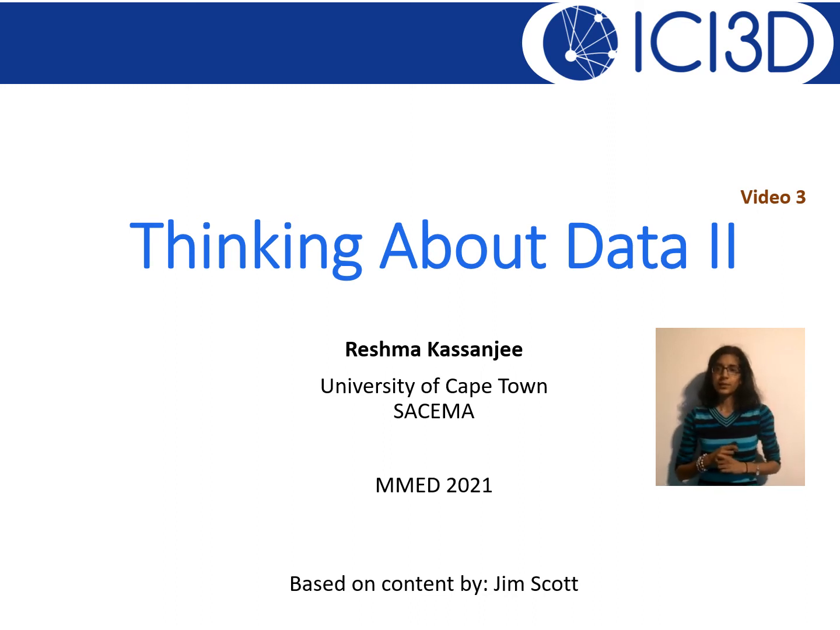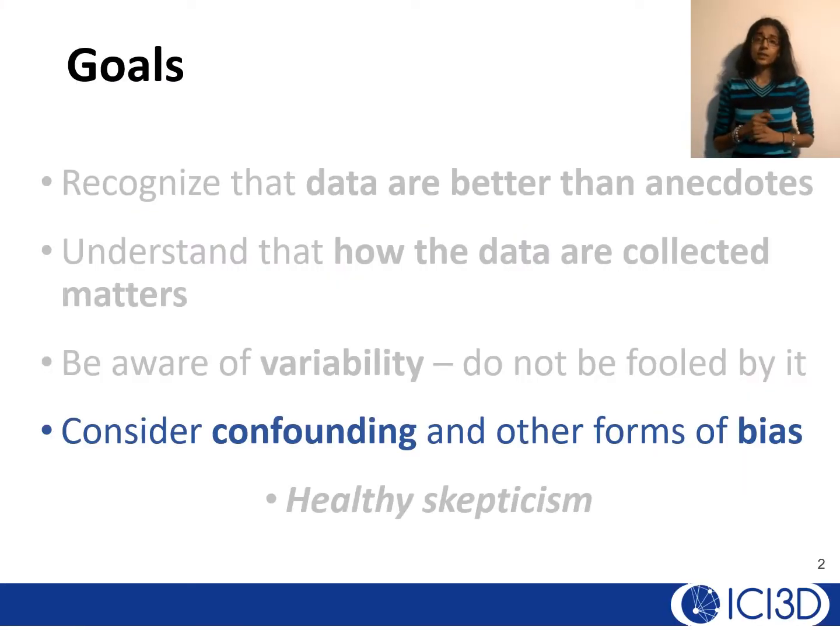Hi again. Welcome back for the final and third video of this lecture. So we ended the last lecture by looking at some examples of variability and the impact it could have. Over here, we're going to consider confounding and other forms of bias.